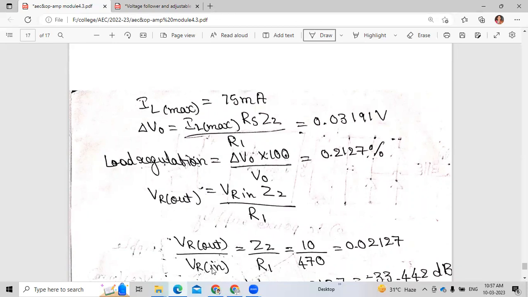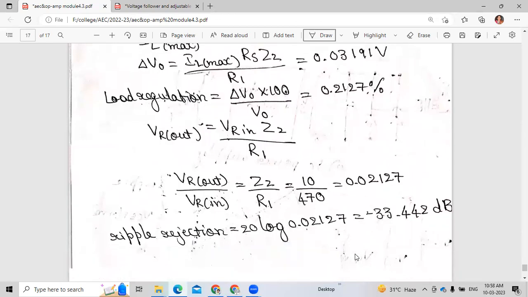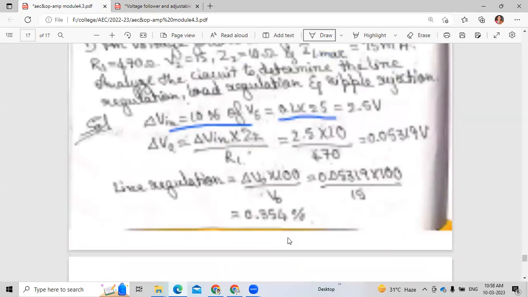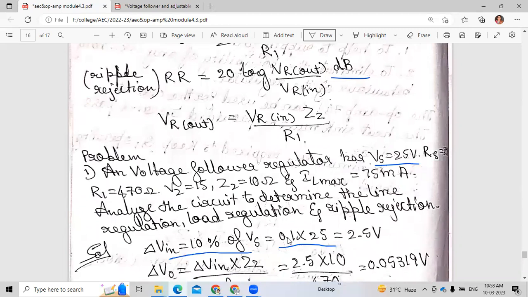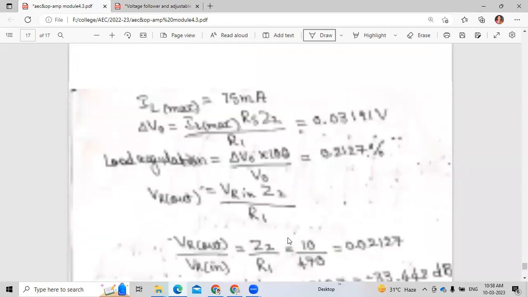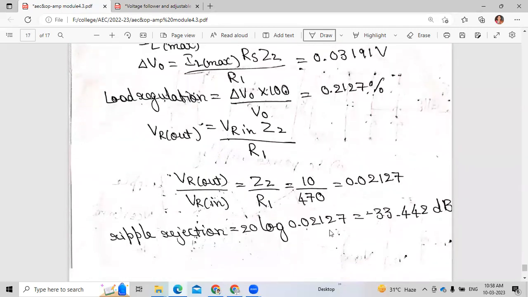And VR out equals VR in into ZZ divided by R1. VR out divided by VR in equals ZZ divided by R1. ZZ value is 10 and R1 value is 470. You'll get 0.02127. And the ripple rejection formula is 20 log, right? What is the formula? 20 log VR out divided by VR in. So substituting VR out divided by VR in and calculating, you will get minus 33.442.